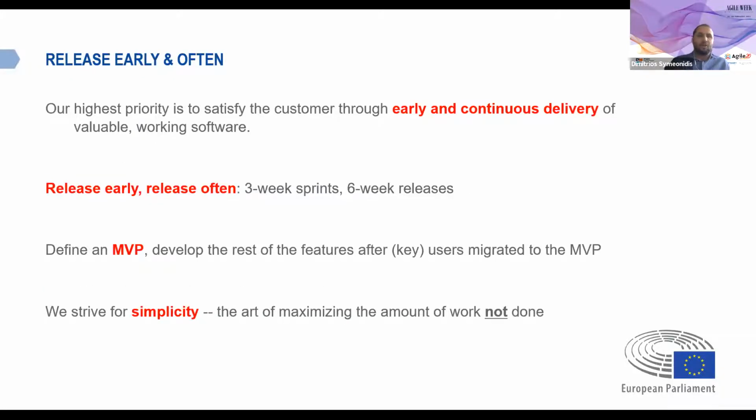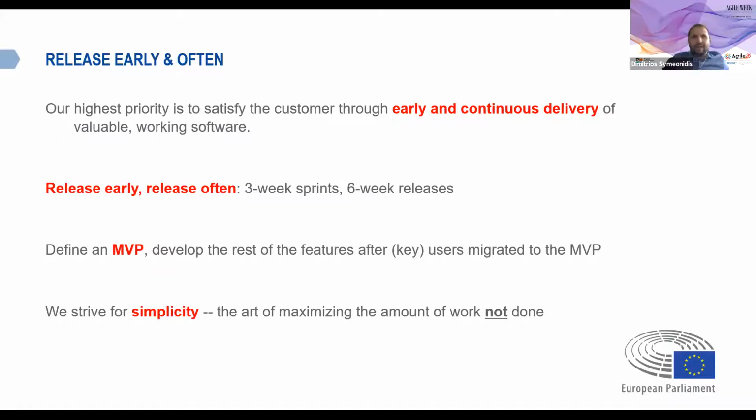We try to follow a release early, release often mentality. So I'm copying here text from people smarter than me. We try to satisfy the customer with early and continuous delivery of valuable working software. We release often, approximately every 6 weeks, every month and a half. This means we have 8 to 10 new versions of the tool per year. And we work in 3-week sprints, so in 3-week intervals of development work. So each release is then the result of 2 sprints by consequence.